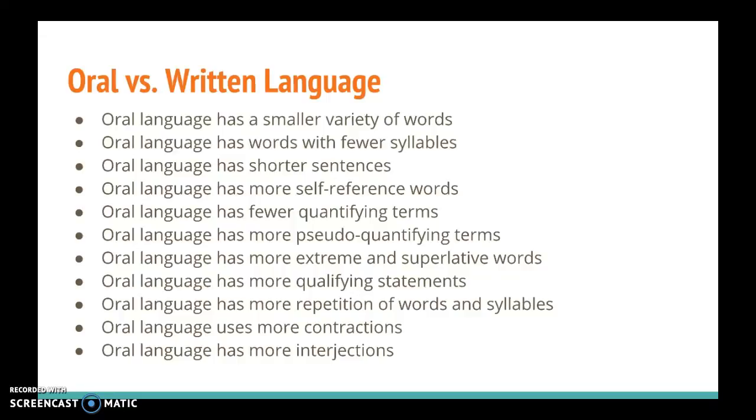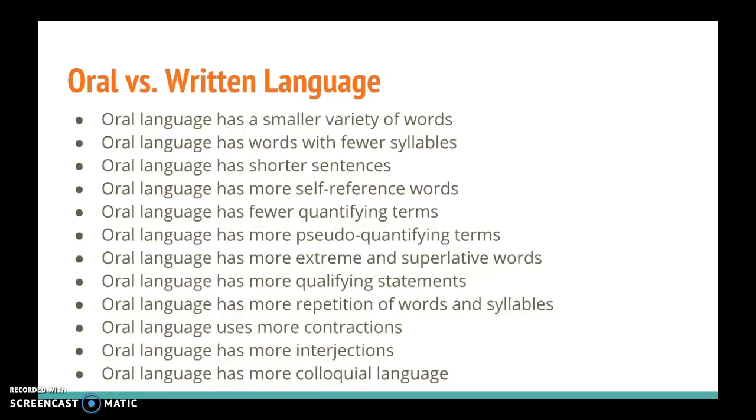Oral language also has more interjections. So we use words that have exclamation points at the end, like wow, or really? No, those sorts of things, right? Because we can express things in oral language much more reliably than we can in written language, especially when it's something surprising or something of that nature. So we use many more interjections in oral language versus written language. In fact, in written language, one of the only places that you'll see an interjection is if someone is speaking in dialogue in that written language.